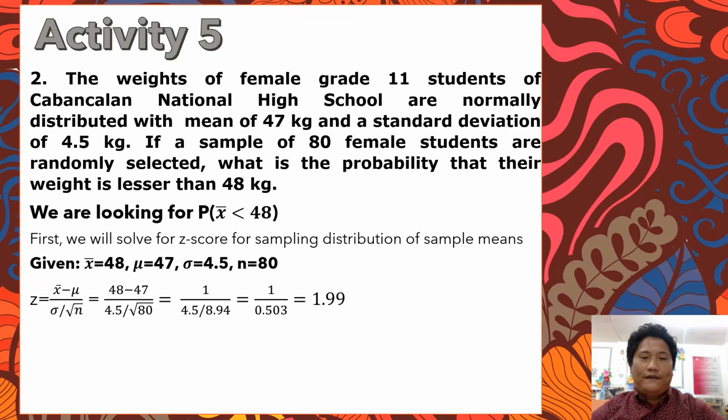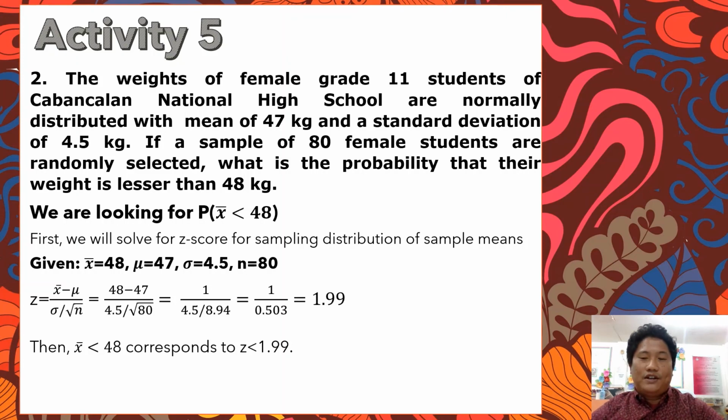Using the formula, for our numerator, 48 minus 47 is 1. For our denominator, 4.5 divided by the square root of 80. The square root of 80 is 8.94, and 4.5 divided by 8.94 is 0.503. For the whole fraction, 1 divided by 0.503, using our calculator, z is 1.99. So our sample mean less than 48 corresponds to z less than 1.99.